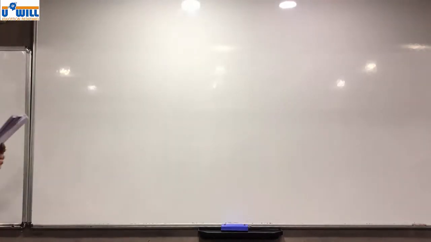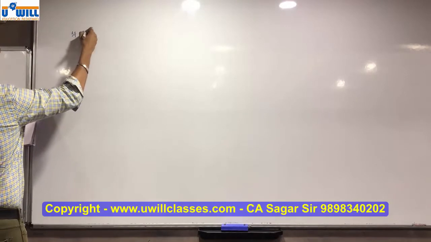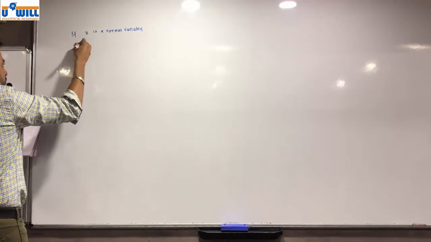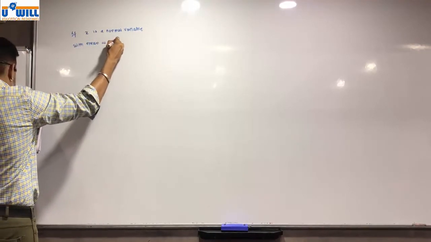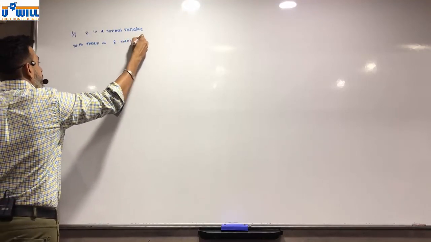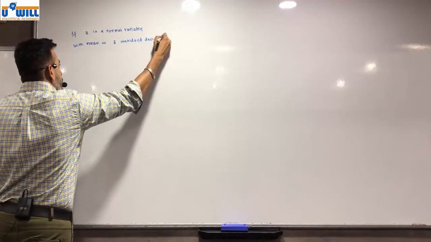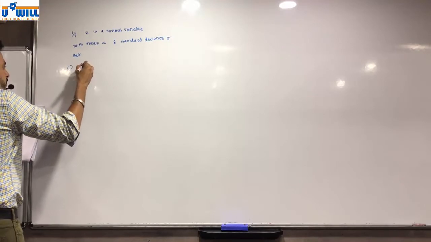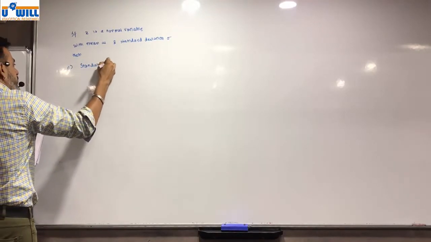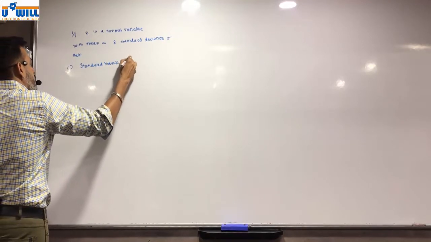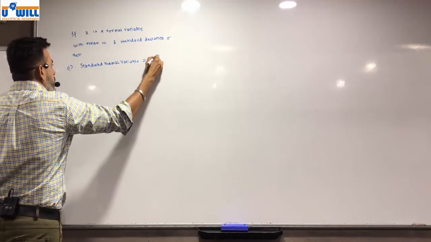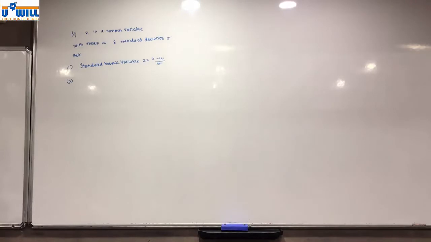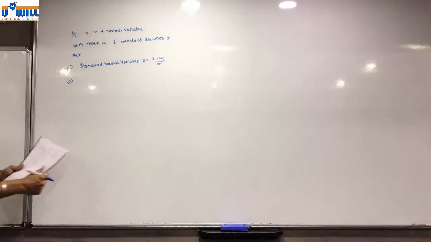Now, write the formula on the page. If x is a normal variable with mean mu and standard deviation sigma, then first, standard normal variable z is equal to x minus mu upon sigma. Second, now everyone already knows the first one. Okay, second is more important.